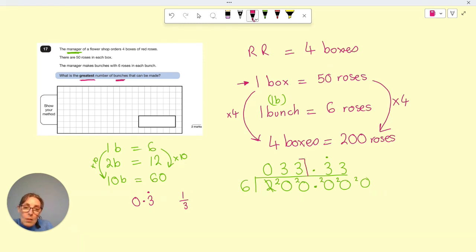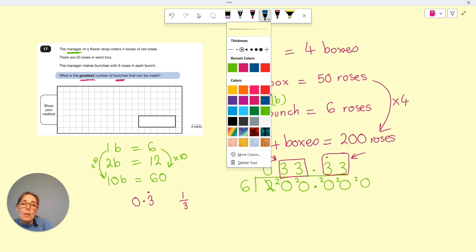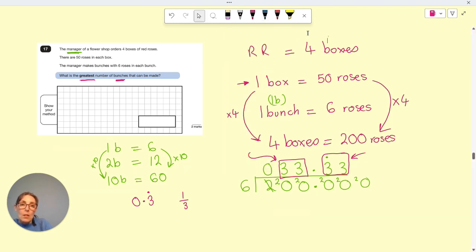But this here tells us how many bunches we can make altogether. We can make 33 bunches, and we've got some left over. But those leftover parts won't make another full bunch. So this is your answer. Now let's just test it and see. I'm just going to put that cursor back up there. Now I'm just going to get rid of this, so I've got a bit of space.